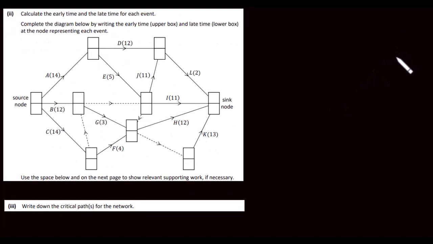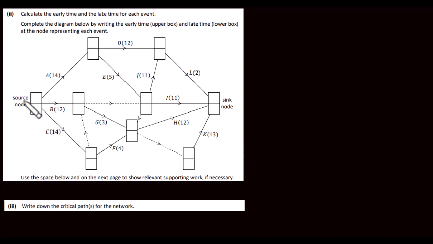Okay, so what we're going to do here is start at the source node and work our way through to the sink node and use the greater of the values. And then we're going to start at the sink node, work our way back to the source node and use the least or the lower values. I'll explain exactly what that means as we go along.